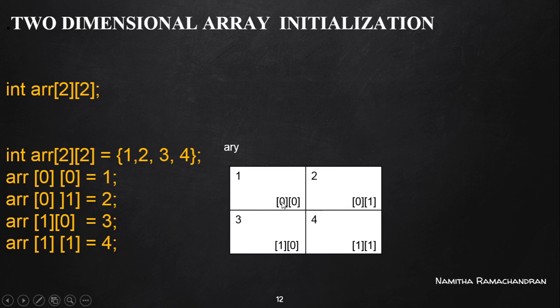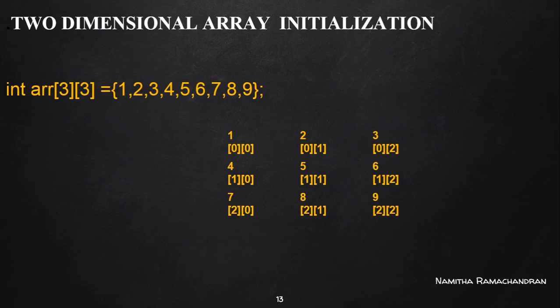Right? So this is the indexing of various elements of a two-dimensional array. We need to specify two dimensions. One is the row dimension, another is the column dimension. So for accessing the elements of this array, we need to specify the row position and column position. Right? So one more example. This is the initialization of an array ARR with number of rows equal to 3 and number of columns equal to 3.